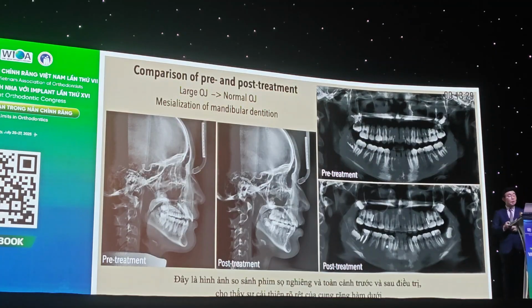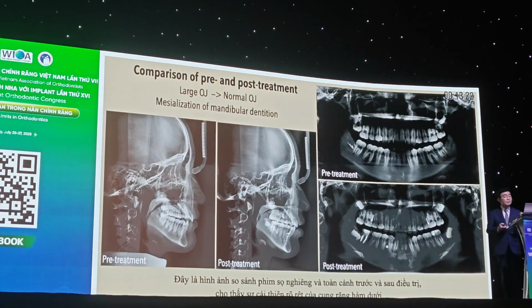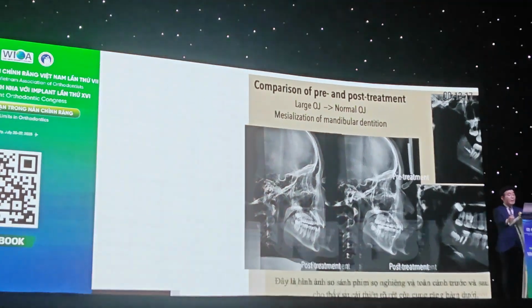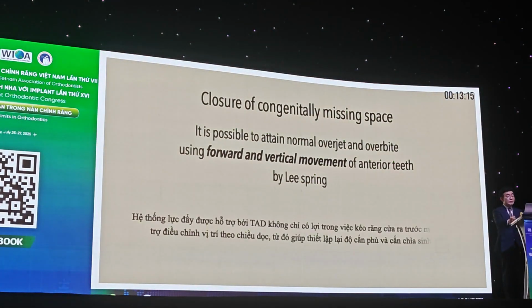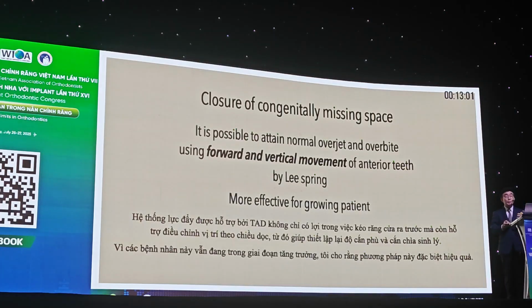Here is a comparison of the cephalometric and panoramic radiography before and after treatment, demonstrating remarkable improvement in the mandibular dentition. The TAD-supported respring system is beneficial not only for advancing the incisors, but also for vertical positioning, facilitating the establishment of the normal overbite and overjet. Given that these patients were still in their growing phases, I believe this approach proved particularly effective.